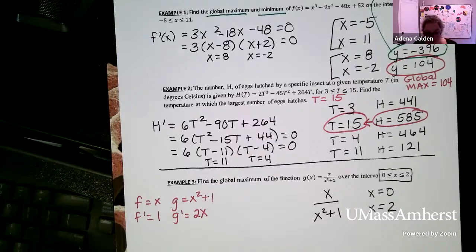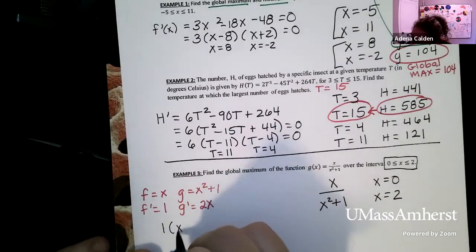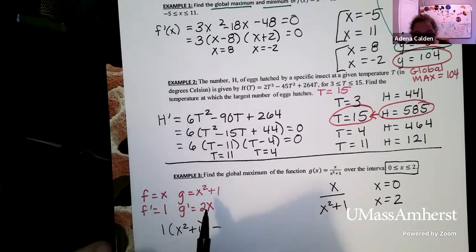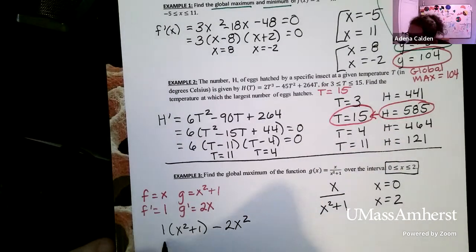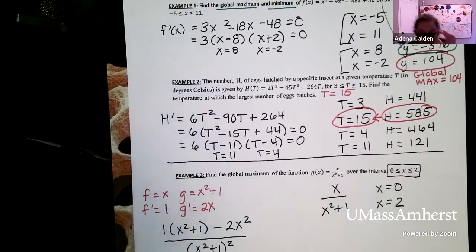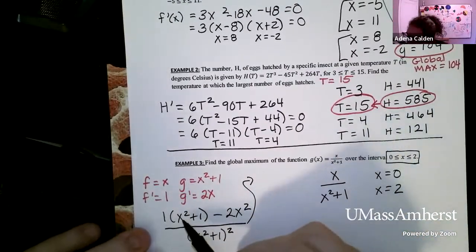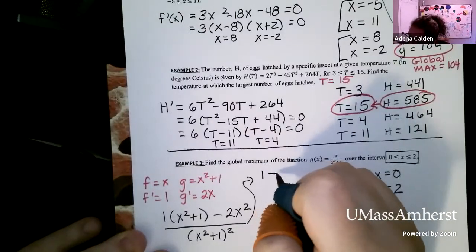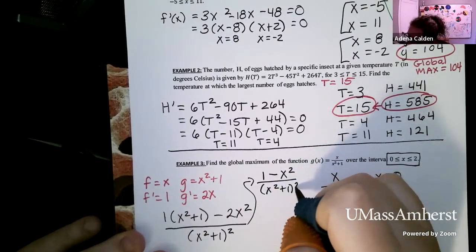So when we plug this back into the quotient rule, we have f prime times g. So we have 1 times x squared plus 1 minus g prime times f. So 2x times x is going to be 2x squared, all divided by g squared. So we have x squared plus 1 squared. We want to simplify this so we can work with it. So we have x squared minus 2x squared and then a plus 1. So we can write this as 1 minus x squared over x squared plus 1 squared.